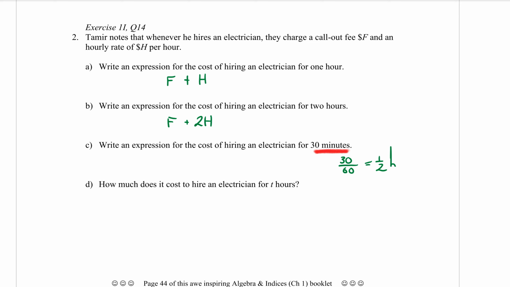So to get my expression, it's still F for my call-out fee plus half an hour would be half H. I could write half H. That's okay. Is there a better way to write half H? Anton? 30M. Not 30. That's minutes. 0.5. No, I don't want to go decimal. Mia? Yeah, that's kind of what I got. Half H. Anyone else want to try? Yes? H over 2. Yes!